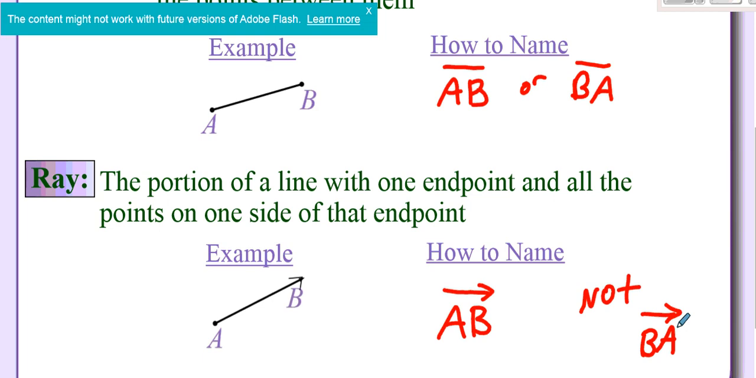Because the arrow, if you look at the actual figure, the arrow is over there at B. So the arrow, when you wrote the name, has to be over there at B. You cannot do it the other way. This is wrong. Because the arrow has to be at B, because that's where the arrow is pointing in the picture. And the endpoint is at A, and A is at the endpoint when you name it.